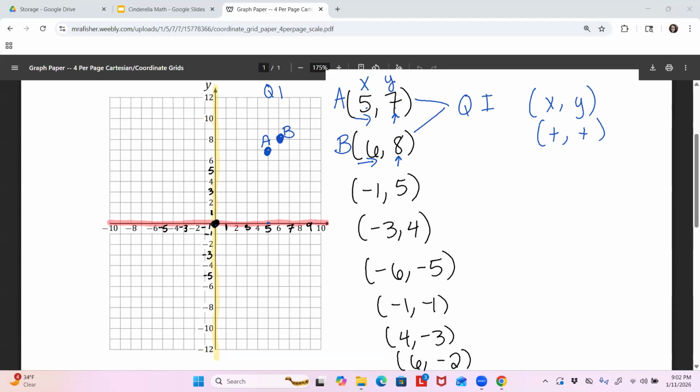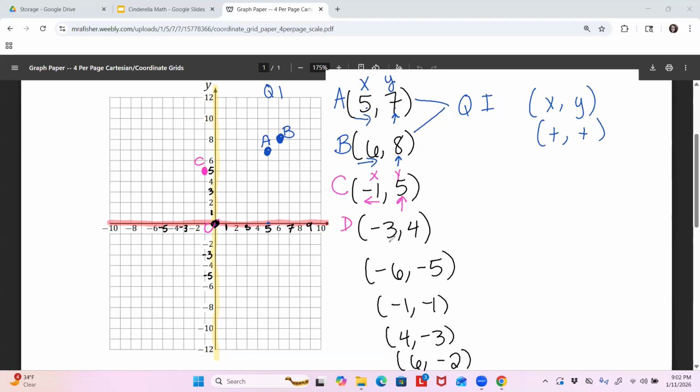Let's come to point C. It says -1, 5. So starting at the origin, home base, I'm going to come left 1. Because again, this is x. On the x-axis, negatives take us left. So I'm going to come left 1, and then this is positive, so I'm going to come up 5, because that's our y. 1, 2, 3, 4, 5. Put your point. That's point C.